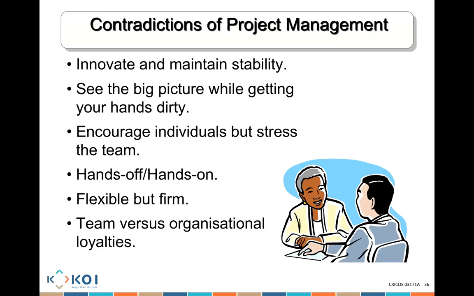Encourage individuals to do the job, but then don't forget about the team. Hands on, do the work, and hands off. Let people do the work. Be flexible in case people need help, but be firm if something doesn't go according to plan. Focus on the team and what you care about for the team, versus also thinking about what is important for the organization. Are we meeting exactly the organizational needs? So you can see there are so many contradictions in terms of what we need to deliver as project managers that we need to bear in mind. You need to be very good at mastering all of these various contradictions to get the job done.